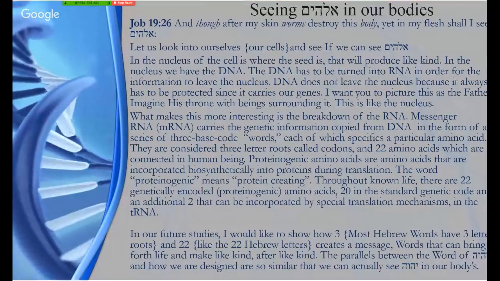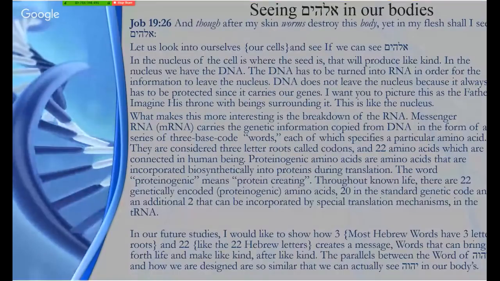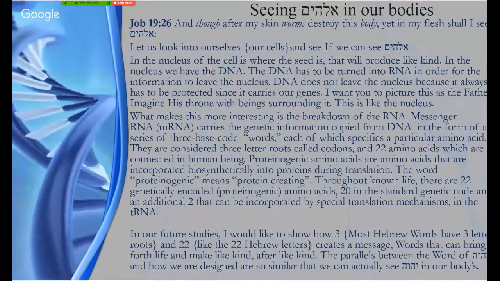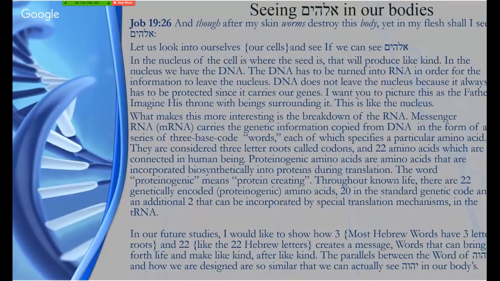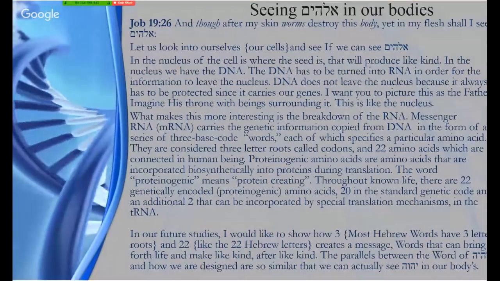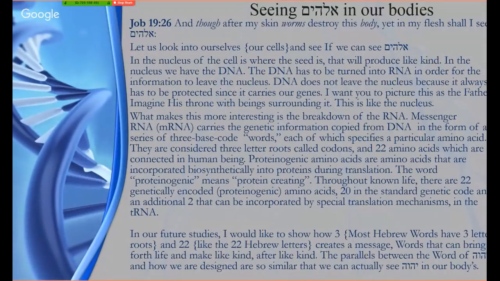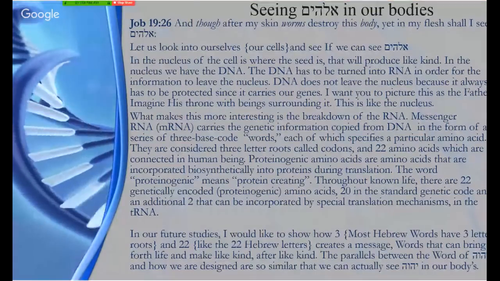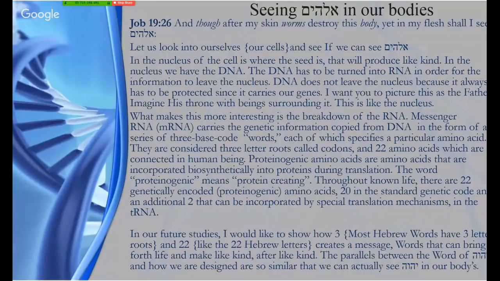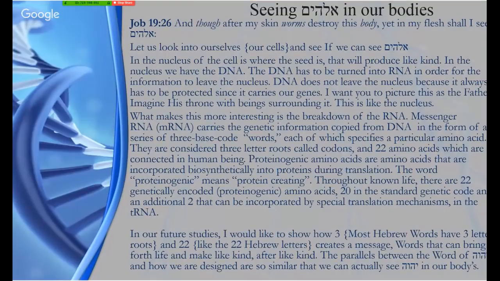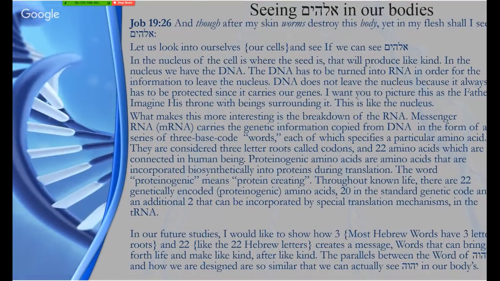Everyone's familiar with codons. And 22 amino acids, which are connected to, or in human beings, the proteinogenic amino acids, are amino acids that are incorporated biosynthetically into protein during translation. The word proteinogenic means protein creating. So throughout known life, there are 22 genetically encoded, or proteinogenic, amino acids, 20 in the standard genetic code, and an additional 2 that can be incorporated by special translation mechanisms in the tRNA, which is just a translation of the RNA. In our future study, I would like to show how most Hebrew words have 3-letter roots, and 22, like the 22 Hebrew letters, create a message word that can bring forth life and make like kind after like kind.